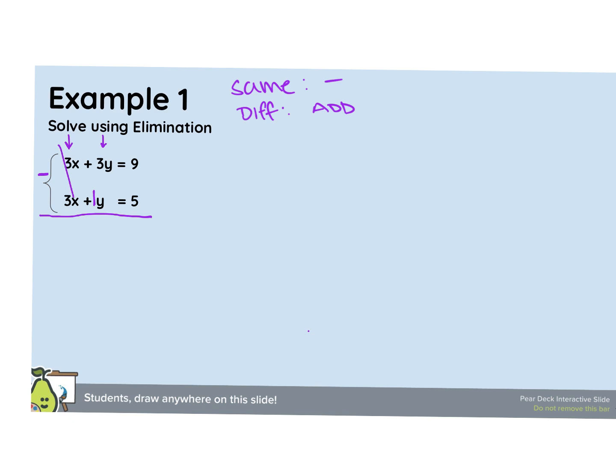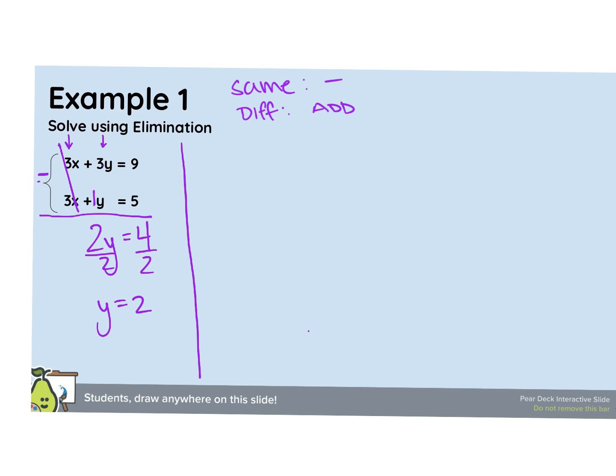So 3x minus 3x gives me 0 x's. 3y minus 1y gives me 2y. 9 minus 5 is 4. Divide both sides by 2 to get y equals 2. That's half of the answer.